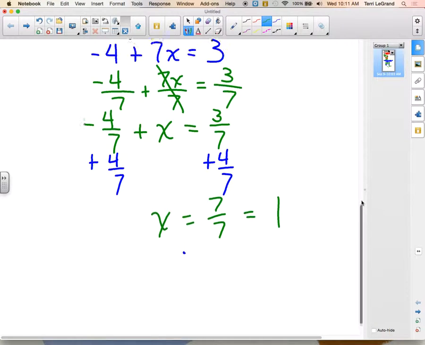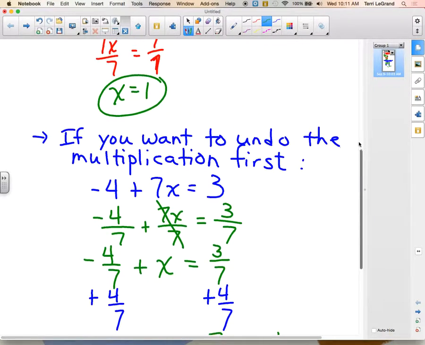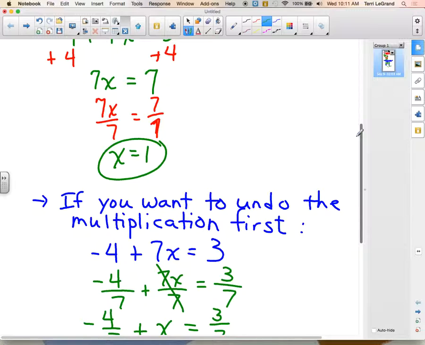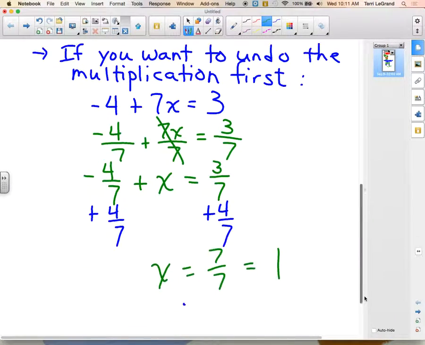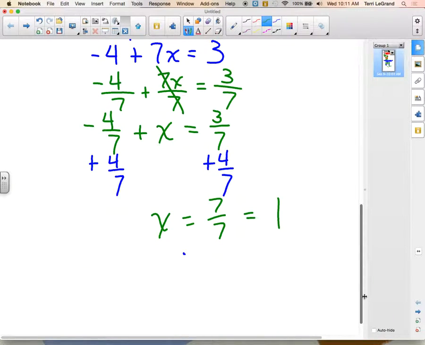Which one do you want to do? First one? Yeah, me too. So what we did the second time was not wrong, but did we create more work for ourselves? Yes. We sure did. So we've got to become good algebra students and say, you know what? I know if I do it this way, it's going to be less painful than if I do it that way, because we can't make up our own ways.